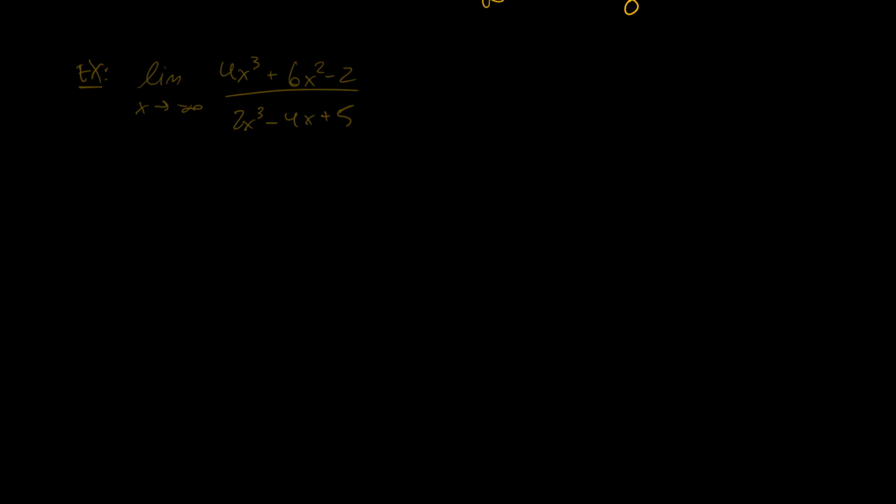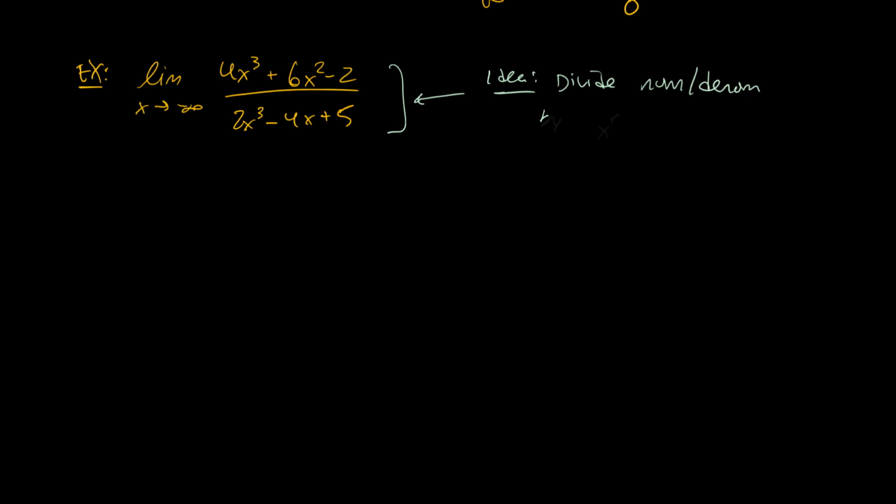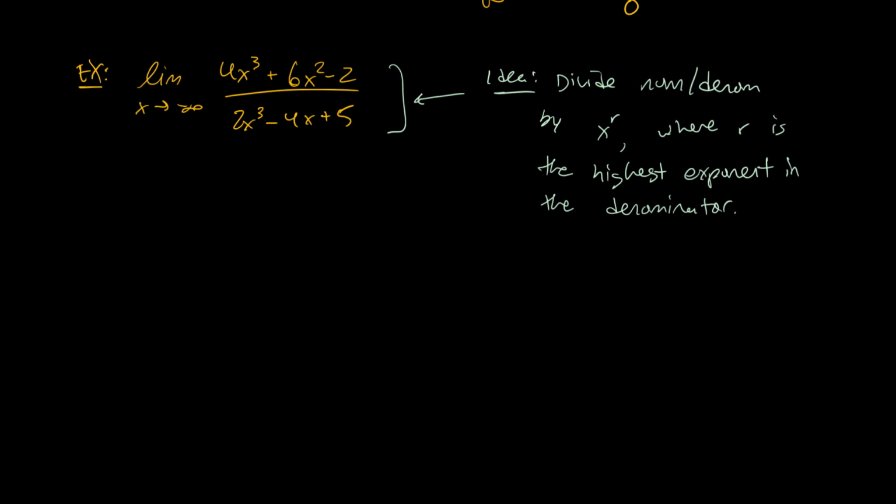So for example, let's take this rational function, 4x cubed plus 6x squared minus 2 over 2x cubed minus 4x plus 5, and let's figure out what's going on as we go to negative infinity of this thing. Okay, that's the idea here. And the trick to doing this, and I don't usually like to say let's use some mathematical tricks, but what you want to do is divide the numerator and the denominator by x to the r, where r is the highest exponent in the denominator. So for example here, I'm going to divide everything by x cubed.